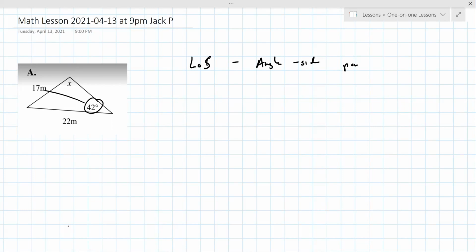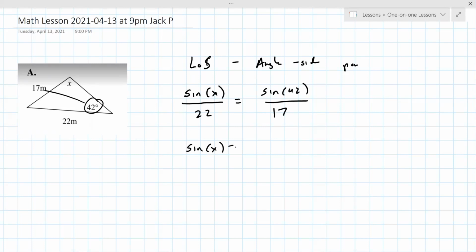So there's a version here where you either solve for the angle or the side. In this case, we're trying to find the angle. So you put the missing angle in the top, sine of x over the side, 22, equals sine 42, because that's the angle you know, over the side across from it. And then you solve for x.